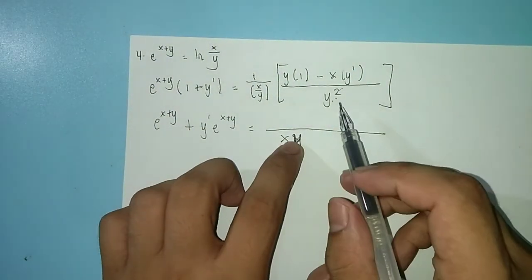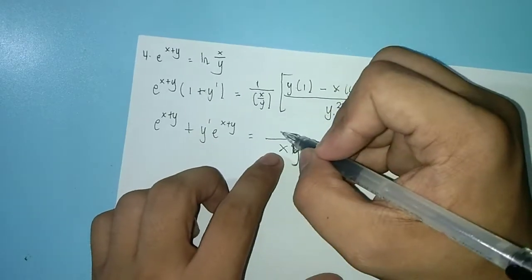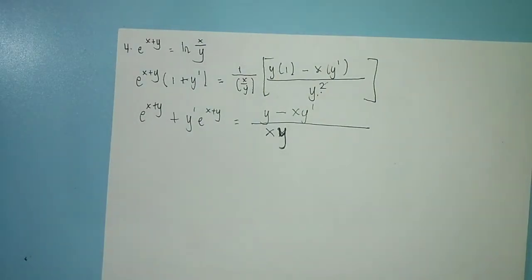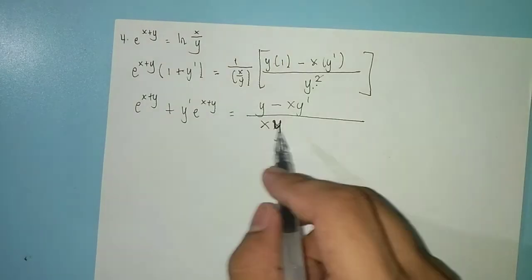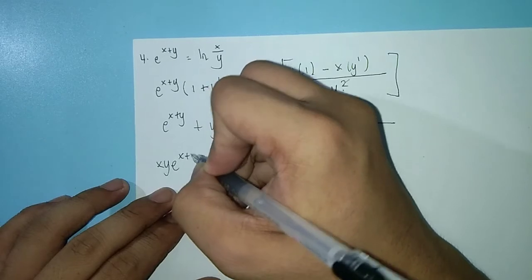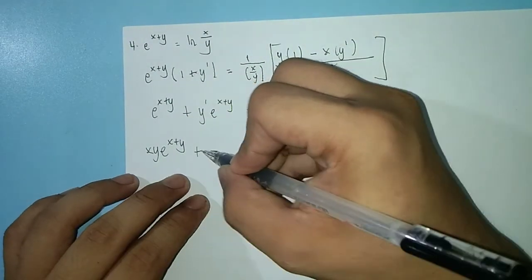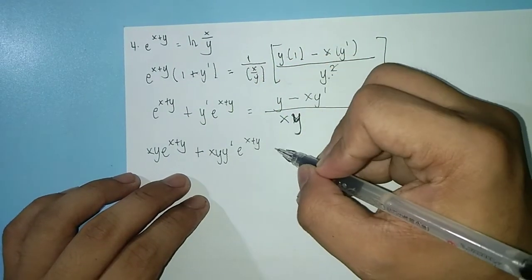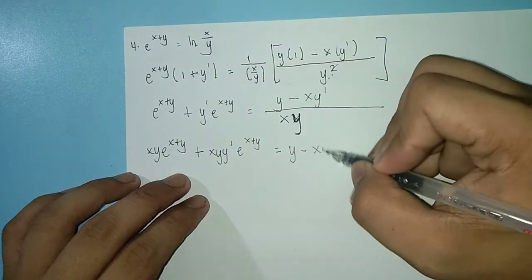And then, compare natin to, y minus xy prime. Okay, so multiply natin both sides by xy. So, ito magiging xy e raised to x plus y plus xy y prime e raised to x plus y equals y minus xy prime.